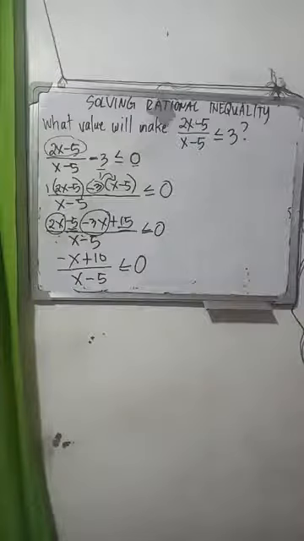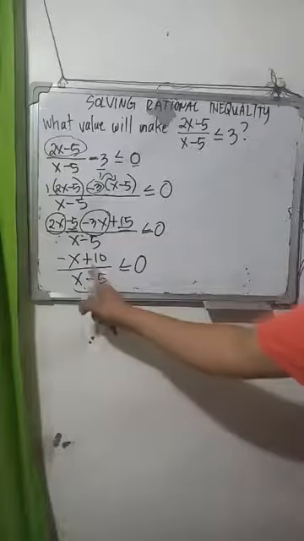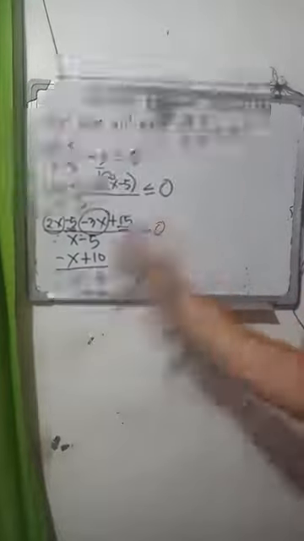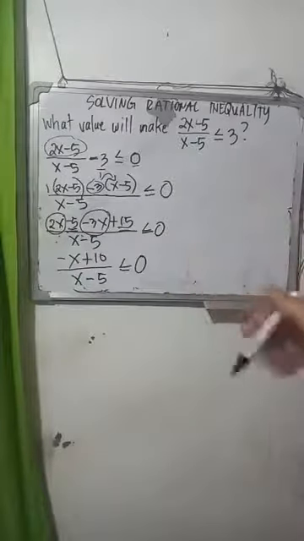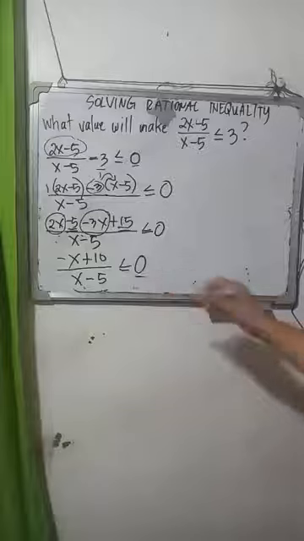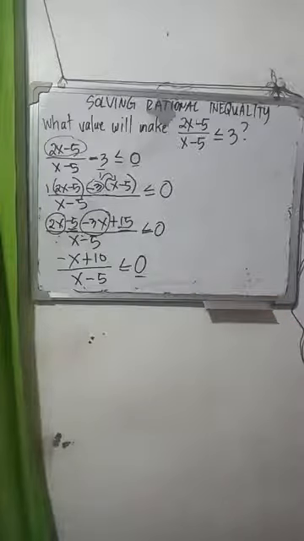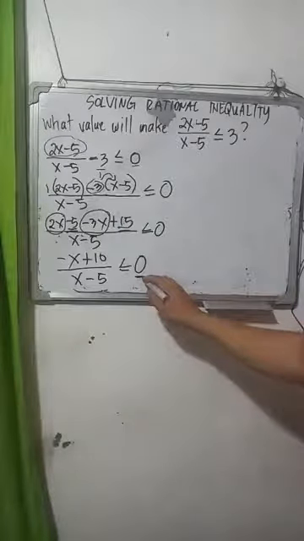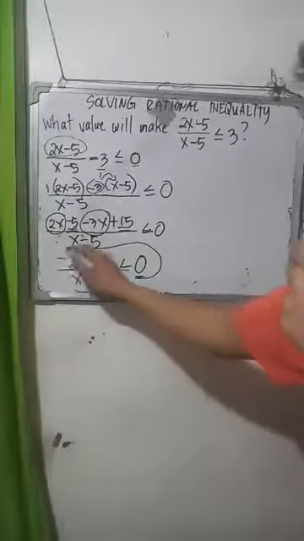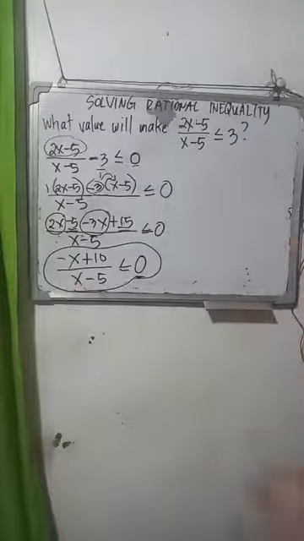0. Okay. Rule number 1, you have to make the left side of this inequality a single rational expression. And on the right side of this inequality, that is equivalent to 0. So it's already done. Ito na yung step number 1 or rule number 1.